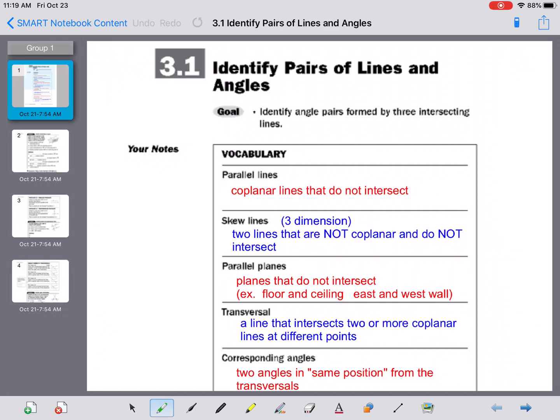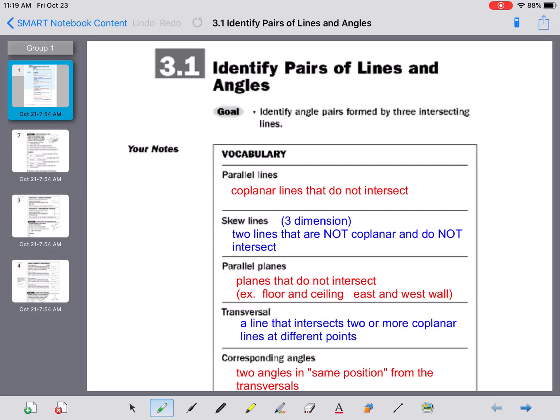All right, geometry students, we're starting chapter 3. Chapter 3 is doing a lot of work with parallel and perpendicular lines and lines that intersect or don't intersect in general, okay? So today we're doing 3.1, identify pairs of lines and angles. A lot of vocab, a lot of this is super important to keep straight.